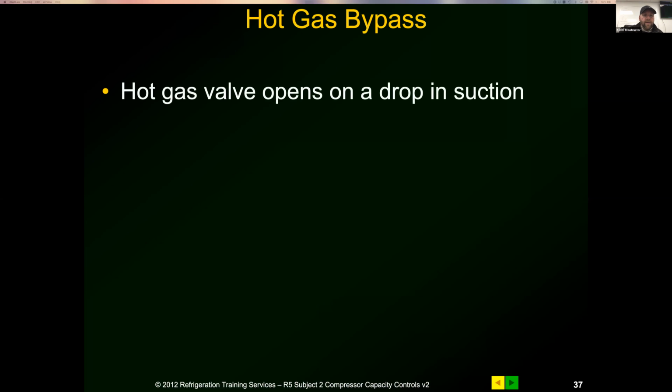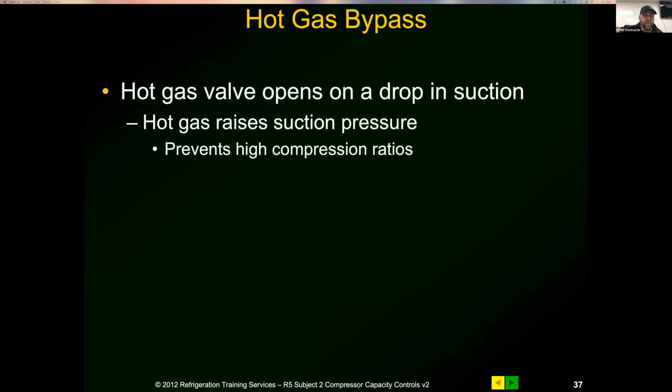Hot gas bypass. Hot gas valve opens on a drop in suction. Hot gas raises suction pressure, prevents high compression ratios, and prevents compressor short cycling.